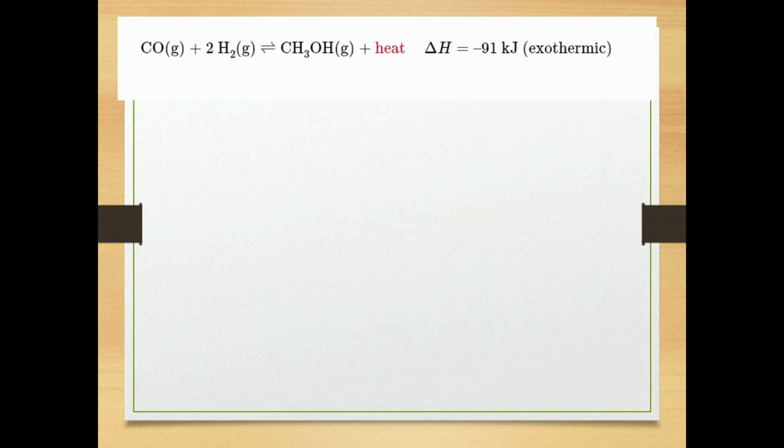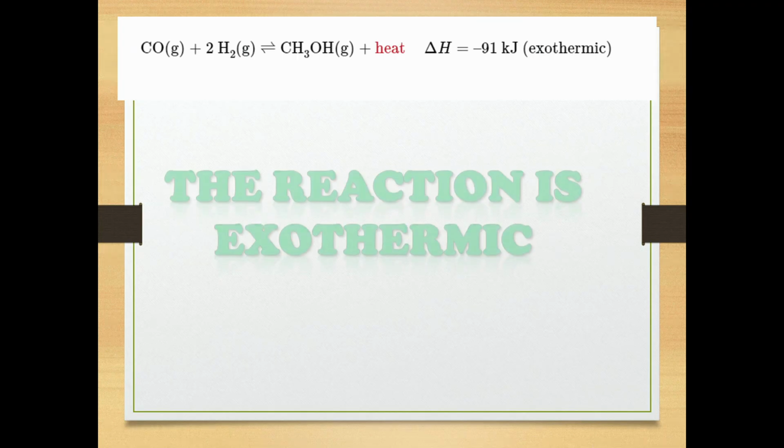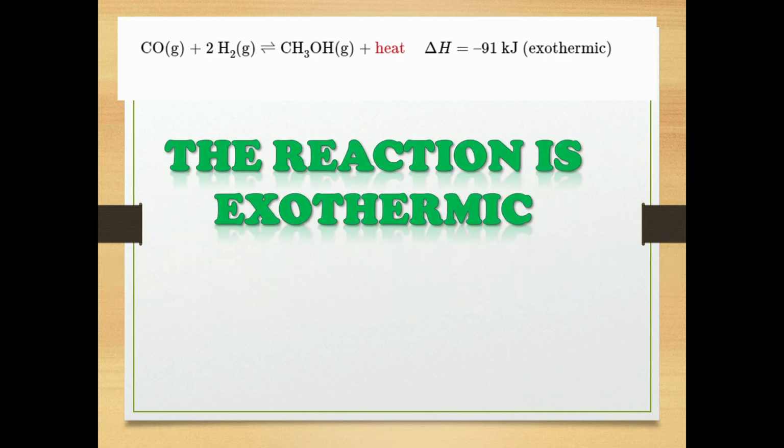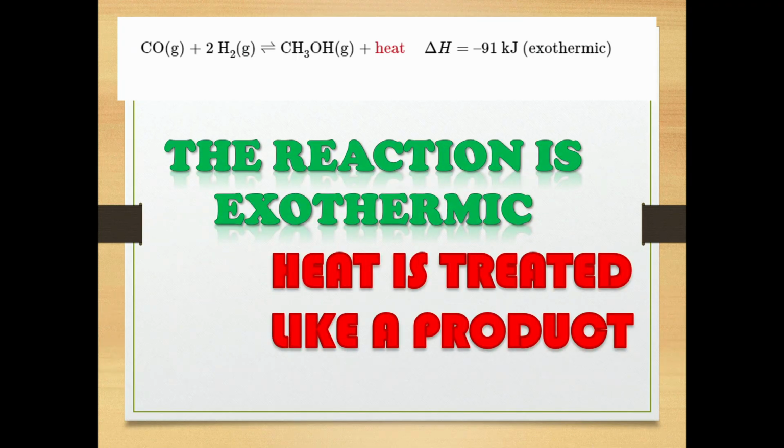Now, if this is exothermic, it's releasing heat. And when it releases heat, heat becomes a product. If the reaction is exothermic, we want to treat heat as a product. Now, releasing heat, I've mentioned this before when we talked about enthalpy. When you sweat, it's harder to release your heat when it's hot outside than it is when it's cold outside.